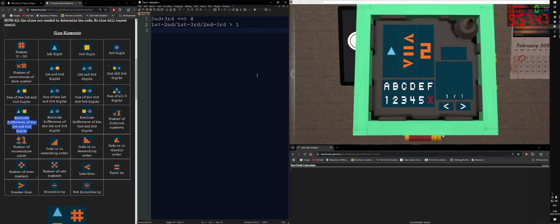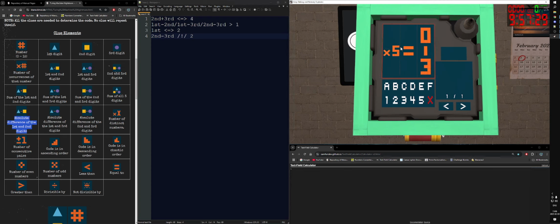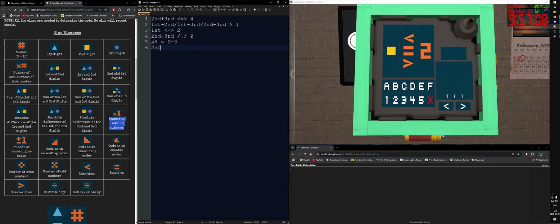Let's do it again. Next one. First is less than, equal to, or more than 2. Number 1. Second minus the third. Keep in mind it takes the absolute difference. You see whether divisible or not divisible by 2. The number of 5s that appear in the code is a number between 0 to 3. So that would be this one. Oh wait, no. This one. And then the last one, second, is less than, equal to, or more than 2.